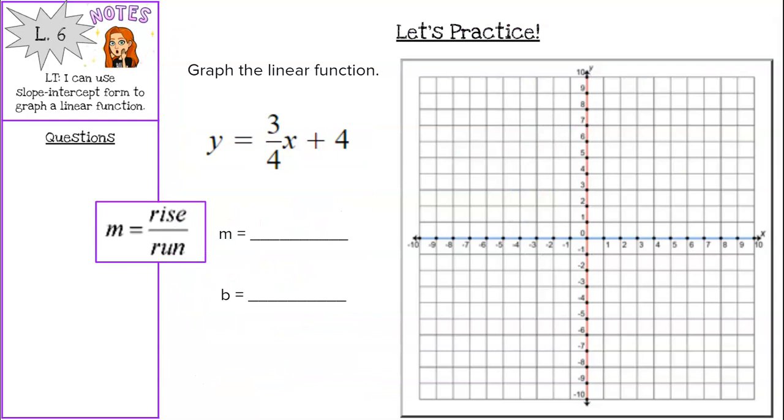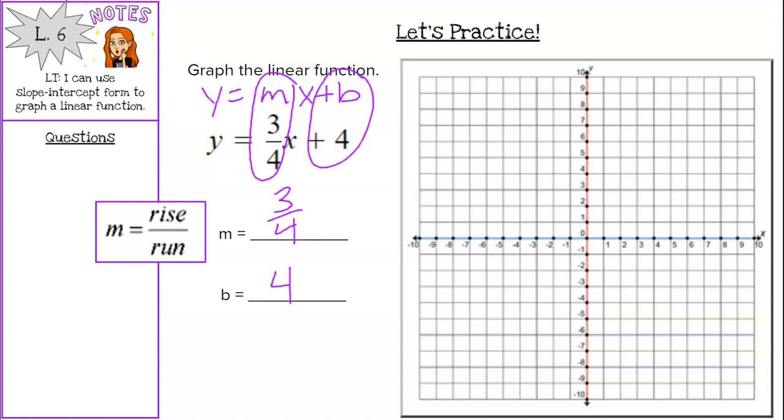So let's practice. We're going to graph the linear function using our slope-intercept form. The first step is to identify your slope, your m, and your y-intercept, your b. I like to write the basic form above my equation, y equals mx plus b, and that helps me easily identify my m and my b. So my slope, my rise over run, is 3/4, and my b, my y-intercept, is 4.